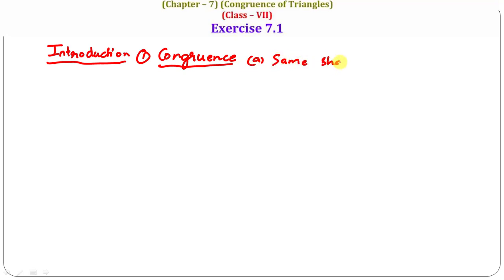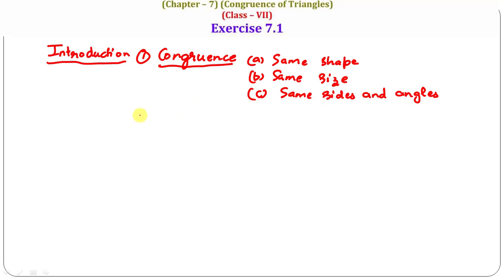So in the introduction, the first term is congruence. So basically, what is congruence? Two figures are said to be congruent if they have the same shape, same size, same sides and angles. Then the two figures are said to be congruent.